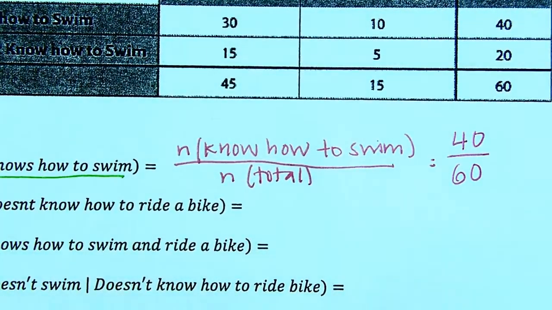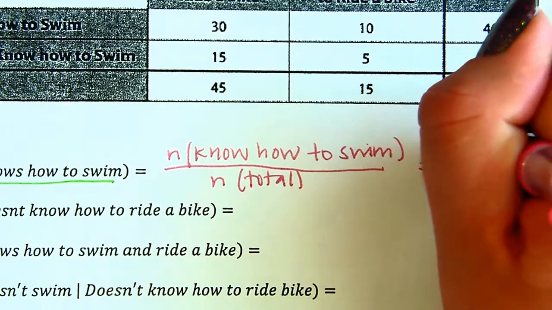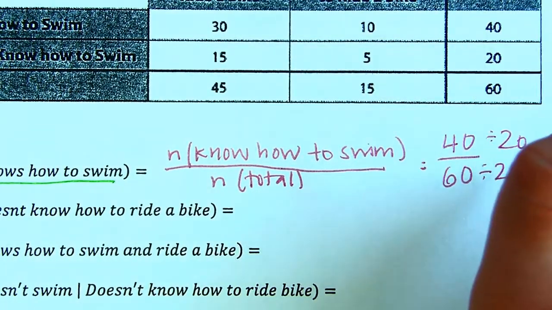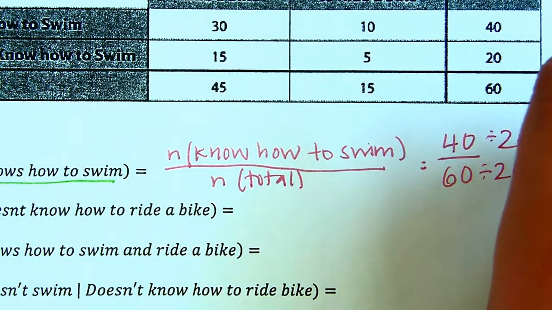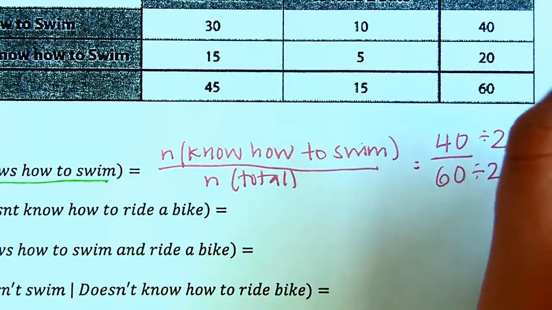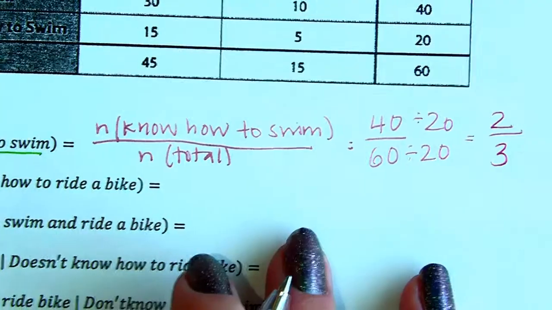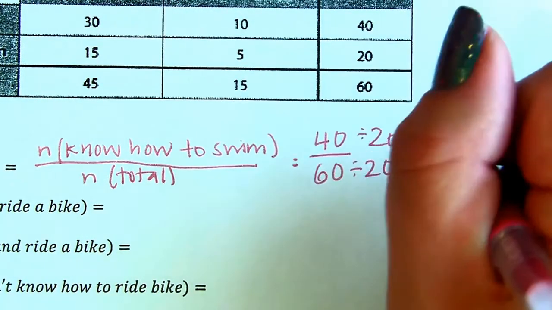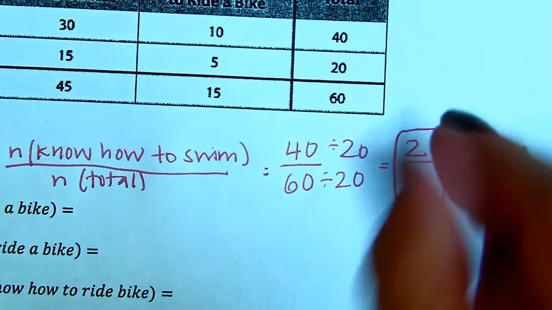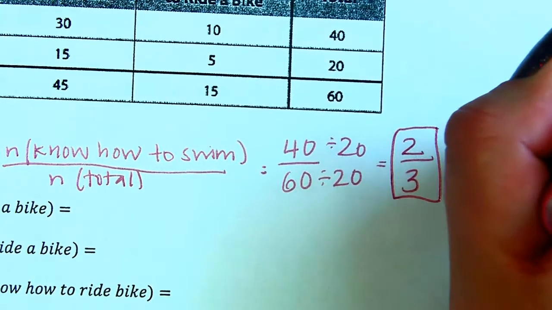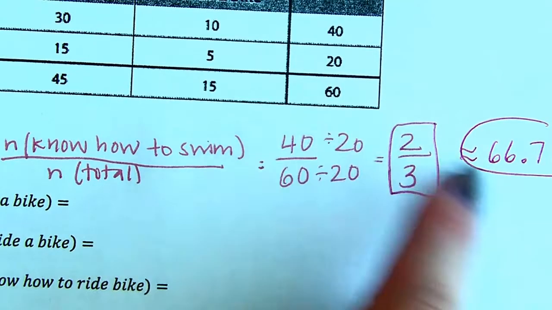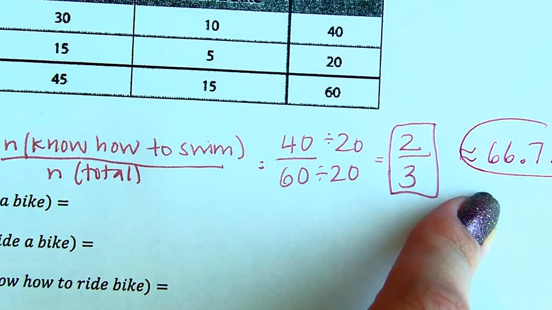From here we're going to want to reduce, so we'll divide by 20 to top and bottom. So 40 divided by 20 is 2, and 60 divided by 20 is 3. So we end up with 2 over 3. And 2 over 3 is about 66.7%. So of the 60, 66.7% know how to swim.